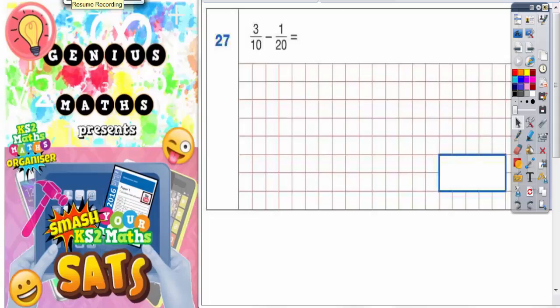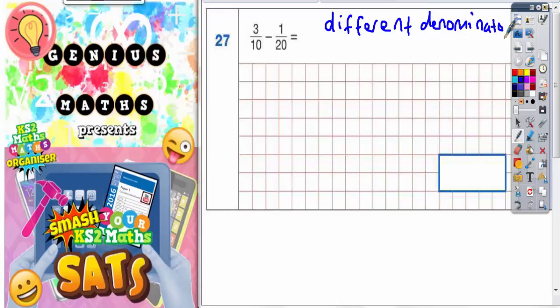Question 27. 3/10 take away 1/20. Now the problem you've got here is that both fractions have different denominators, and if they have different denominators you need to change the fractions into two new fractions that have common denominators. So we need common denominators. Common denominators just mean that both fractions have the same, and at the moment they're not the same.